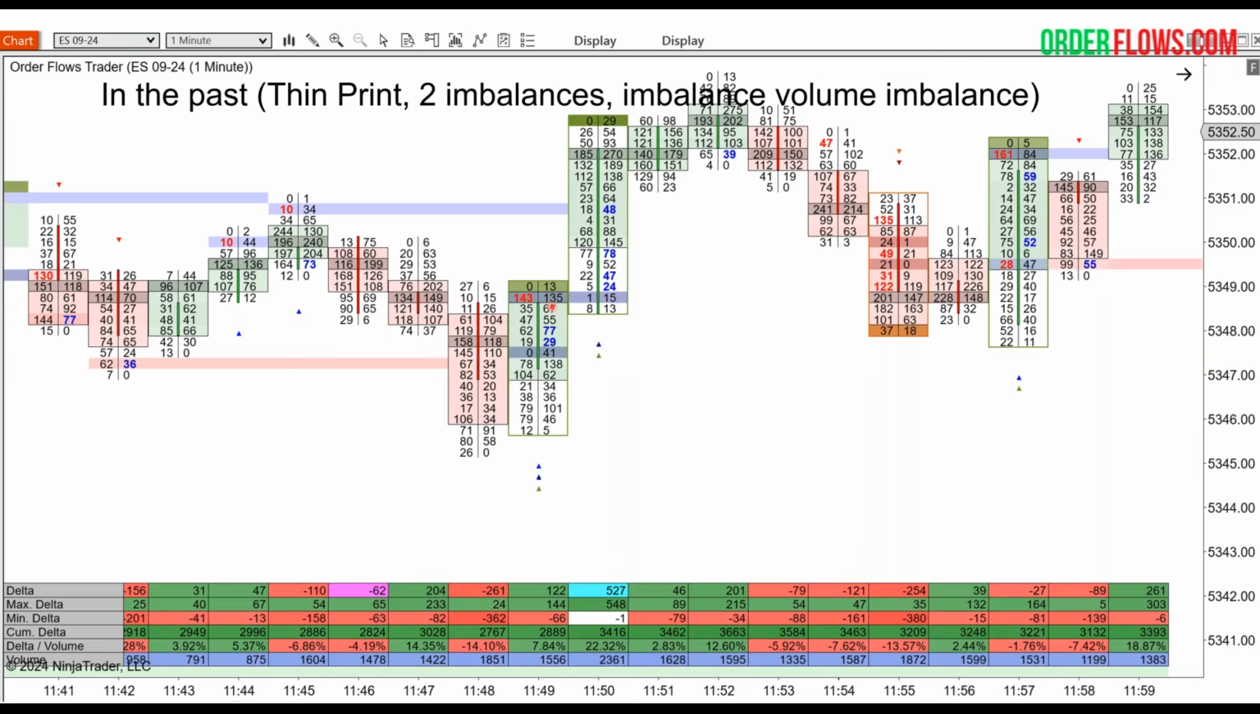a thin print or two imbalances and an inverse volume imbalance in the bar. It can give some great signals, okay?